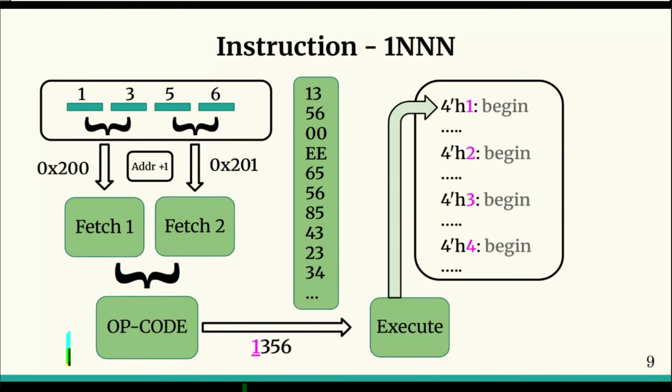and the first byte of the instruction is 13, the second byte of the instruction is 56. The first byte of the instruction is stored on address 200, the other byte of the instruction is stored on address 201. Both of the instruction bytes are combined into an opcode, which is the operation code, and then it is given to execute. Execute will execute that instruction using switch cases, and the first letter of our instruction it will use to find a perfect match for the execution.